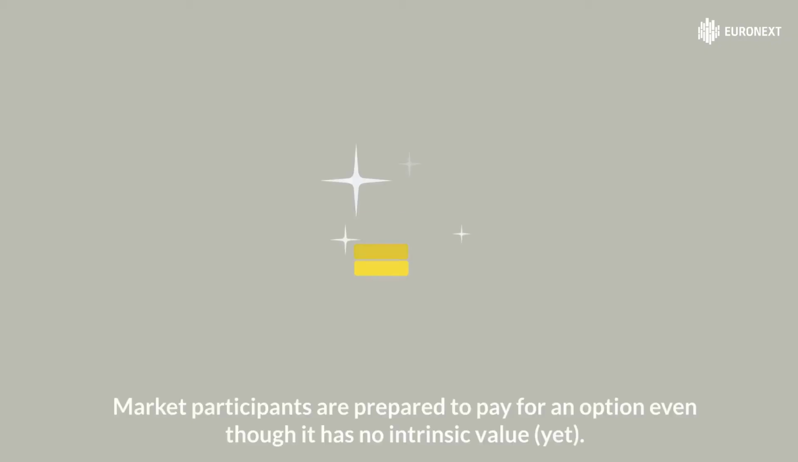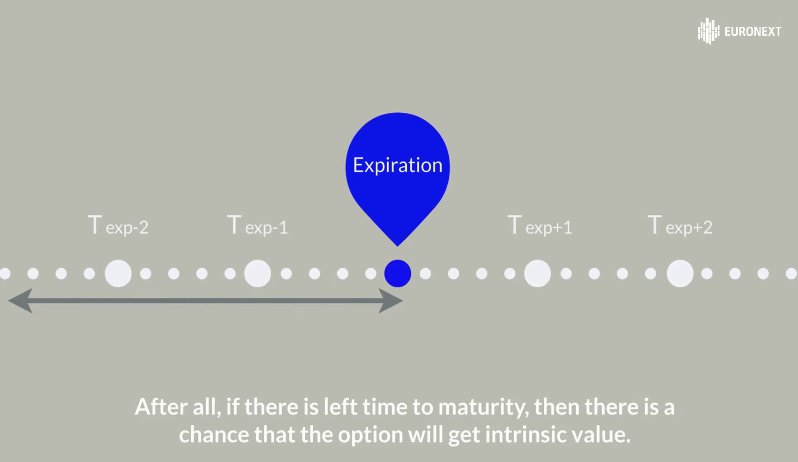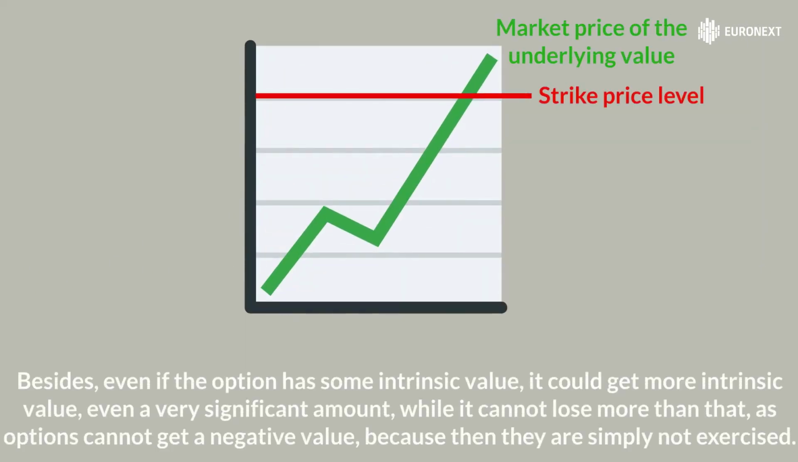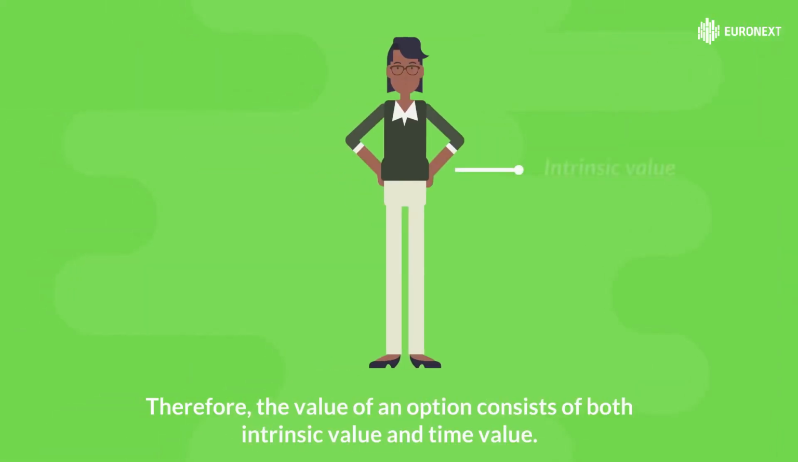Market participants are prepared to pay for an option even though it has no intrinsic value yet. After all, if there is time left to maturity, then there is a chance that the option will get intrinsic value. Besides, even if the option has some intrinsic value, it could get more intrinsic value, even a very significant amount, while it cannot lose more than that, as options cannot get negative value because then they are simply not exercised. Therefore, the value of an option consists of both intrinsic value and time value.